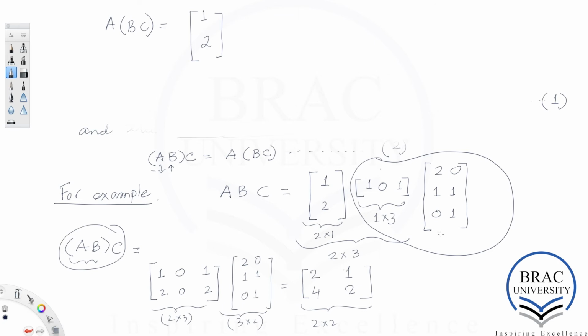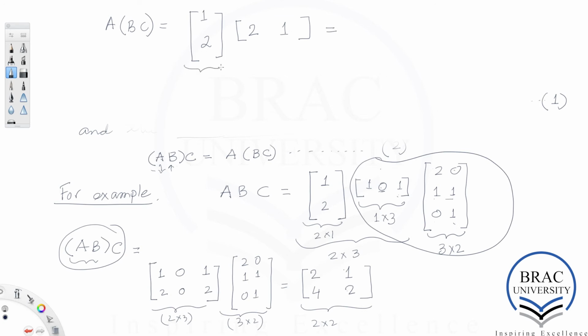So this is a 1 times 3 matrix and this is a 3 times 2 matrix. So the resulting matrix will be a 1 times 2 matrix, right? So the first entry is going to be equal to 1 gets multiplied with 2, 0 gets multiplied with 1, and 1 gets multiplied with 0 to result in simply 2. And the other entry is 1 gets multiplied with 0, 0 gets multiplied with 1, and 1 gets multiplied with 1, so simply 1.